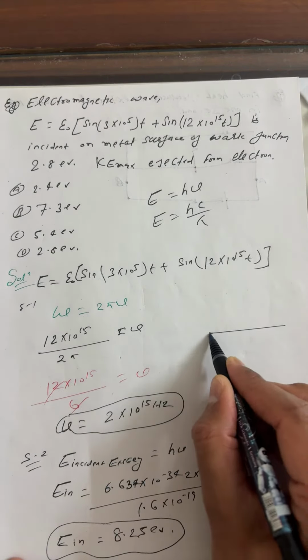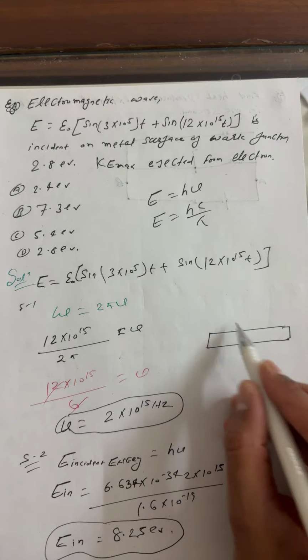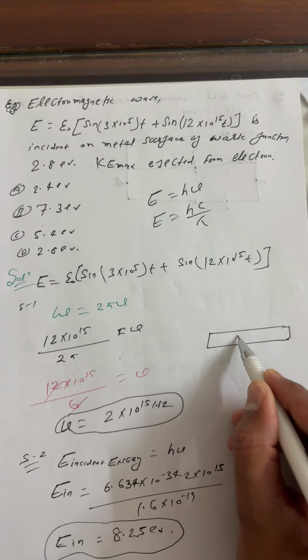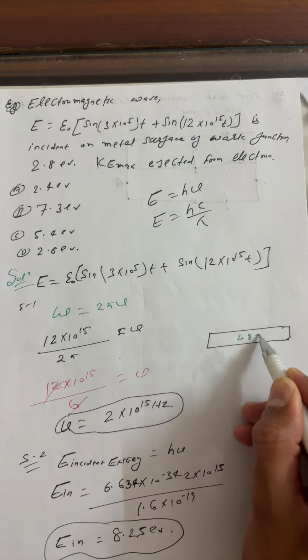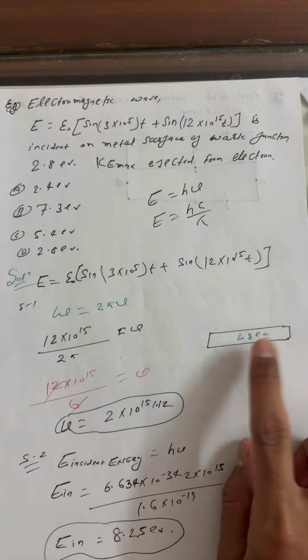This is the metal surface, right, my dear? And what's the work function mentioned? 2.8 electron volt. Students, there is a concept here: the work function is the minimum energy required to eject an electron from the metal surface. The incident energy is more than that.